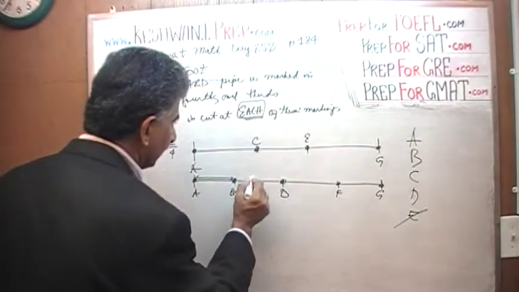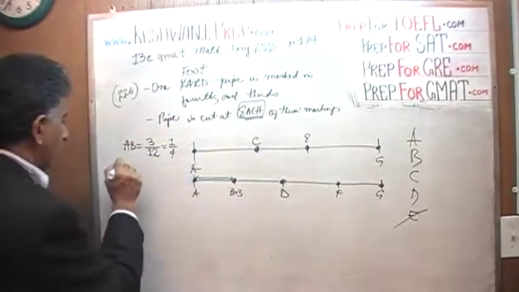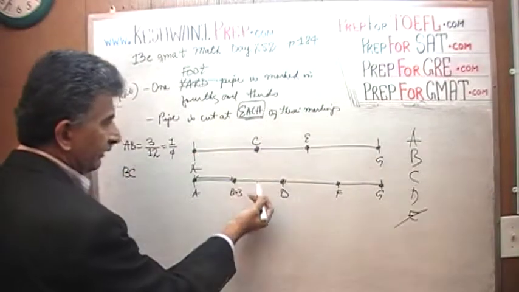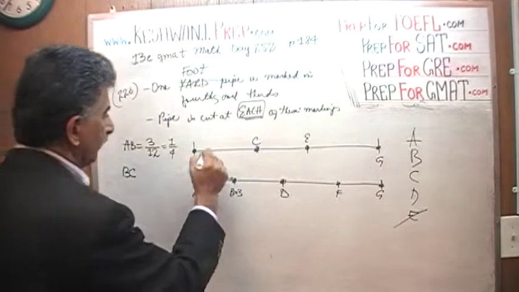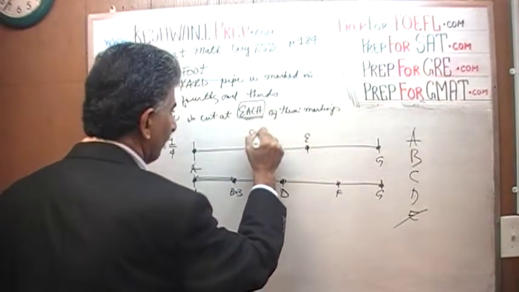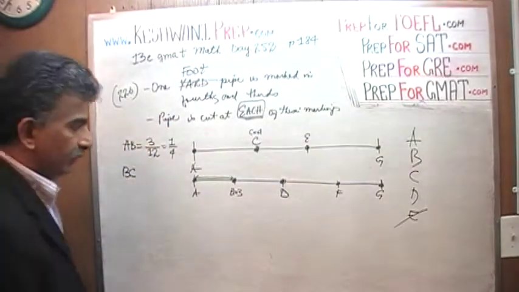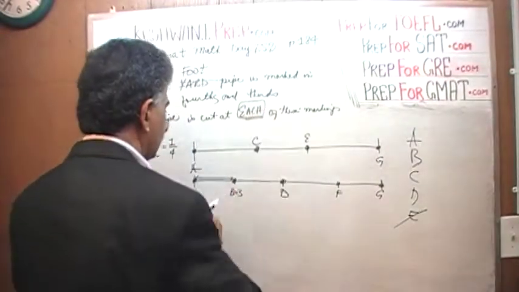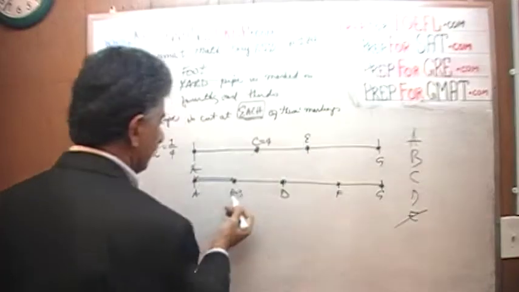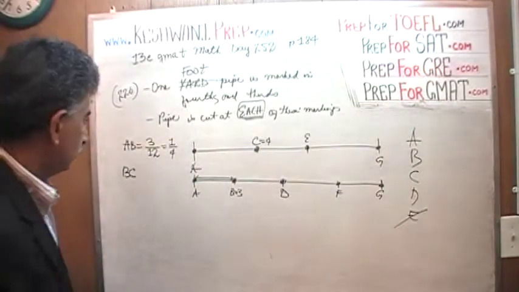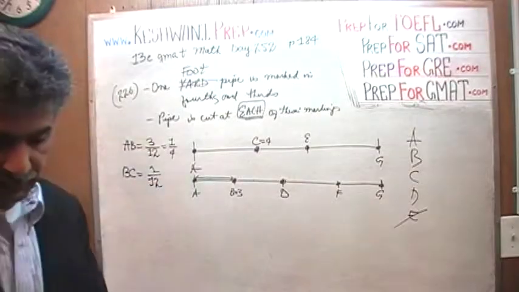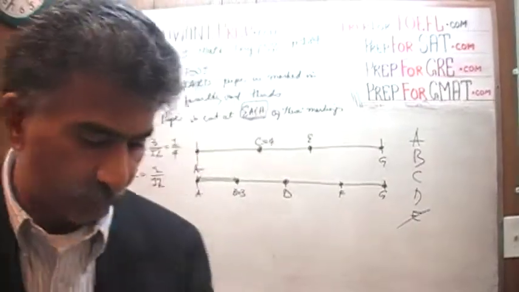Let's go from B to C. As we travel from B to C, how much is B to C? Well, A to C is 1/3 of a foot. 1/3 of a foot is 4 inches. C equals 4. If C equals 4, then B to C must be 1. That's all. B to C is 1. It's 1/12. Any answer choice that does not contain 1/12 is also gone.